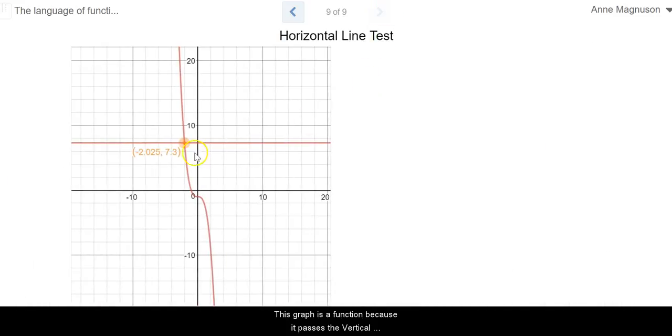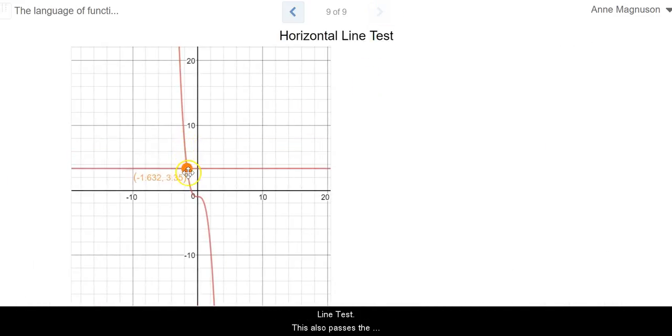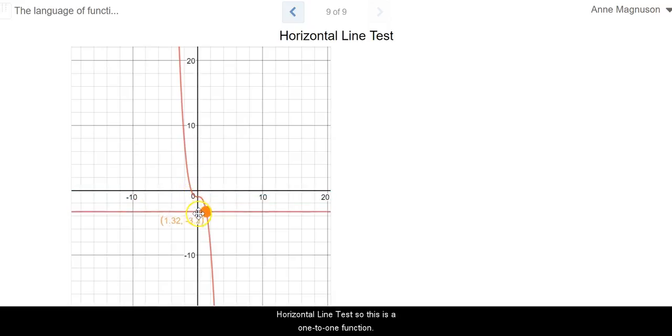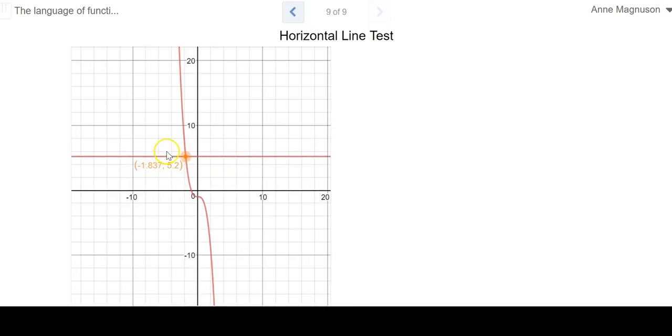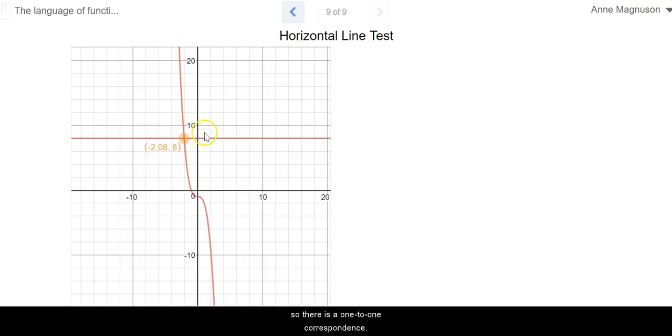This graph's a function because it passes the vertical line test. This also passes the horizontal line test, so this is a one-to-one function. As we can see, a given y value has only one x value, so there's a one-to-one correspondence.